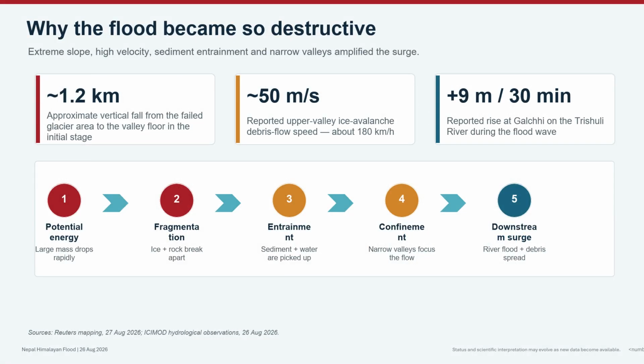Several factors made this event exceptionally dangerous. First, the collapsing material fell more than 1 kilometer through extremely steep terrain. In the upper valley, the moving ice and debris may have reached speeds close to 50 meters per second, or around 180 kilometers per hour. As the flow moved downstream, it collected additional rock, sediment, water, and debris, rapidly increasing its destructive power.